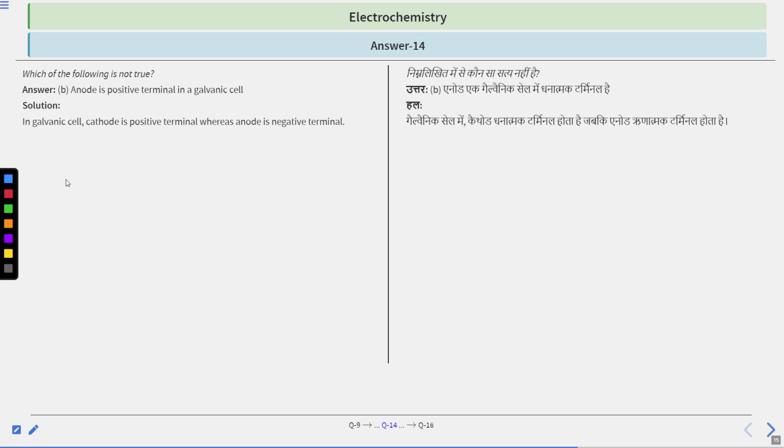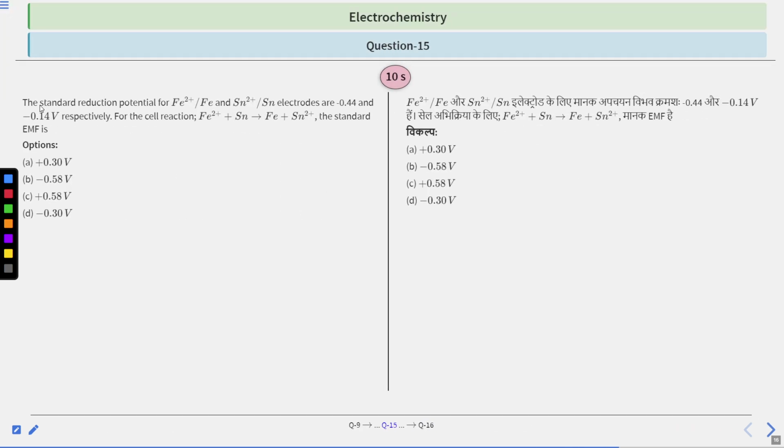Okay, now let's see the next question. That is question number 15. The standard reduction potential for Fe2+/Fe and Sn2+/Sn electrodes are -0.44 and -0.14 volt respectively. For the cell reaction Fe2+ + Sn giving Fe + Sn2+, the standard EMF is, we have to find out the standard EMF E0. For this given cell reaction, we have the standard reduction potential for each of the electrodes. Options are +0.3 volt, -0.58 volt, +0.58 volt, or -0.3 volt.